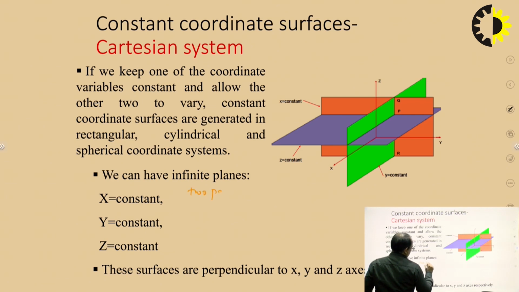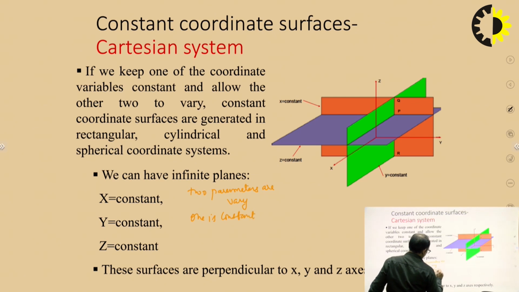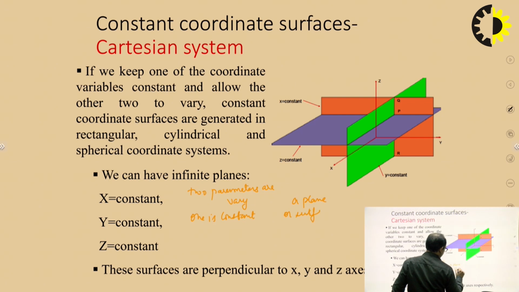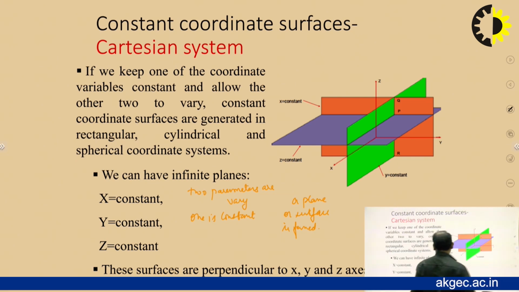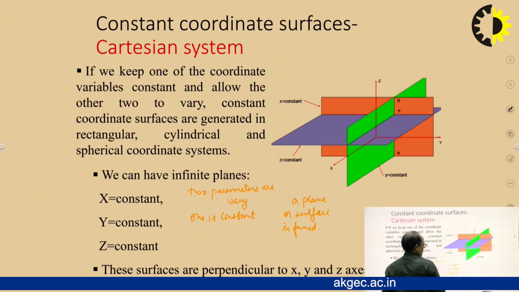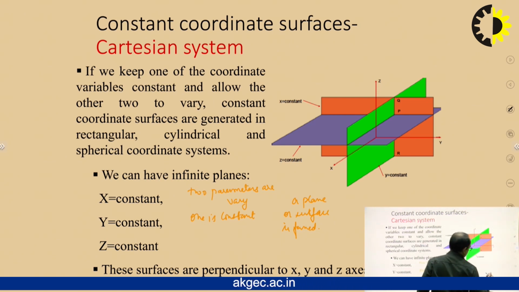Similarly, if two parameters vary and one is constant, then a plane or surface is formed. That depends on which of the parameters are constant and which of the parameters vary. Clear?